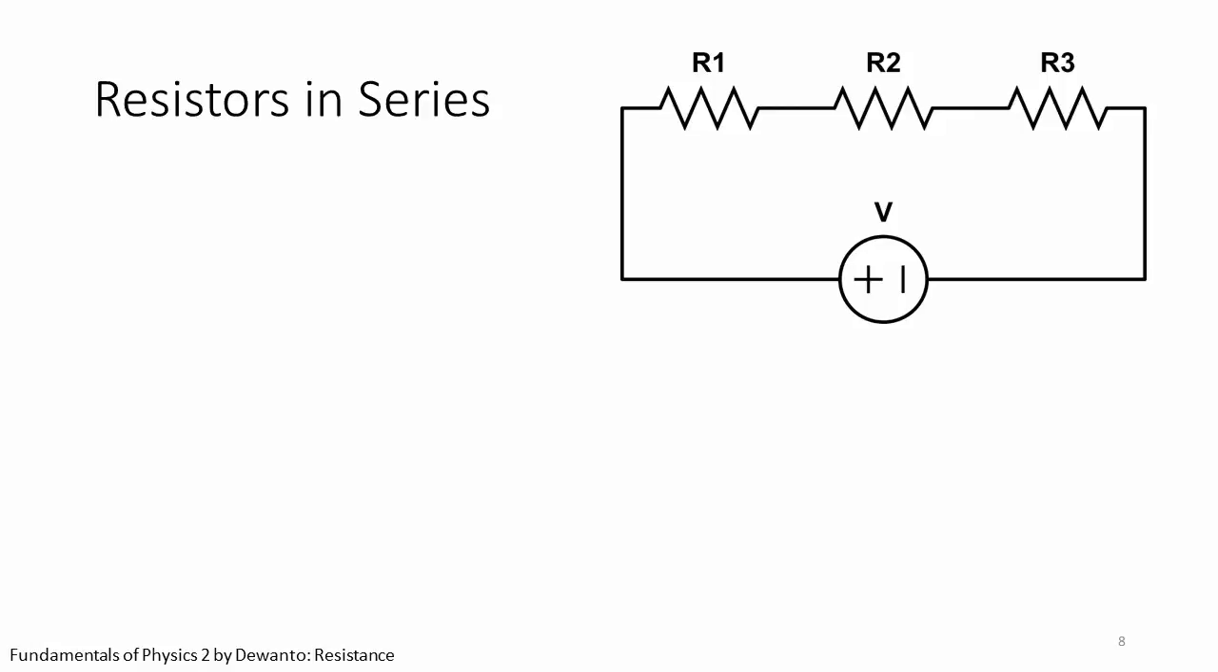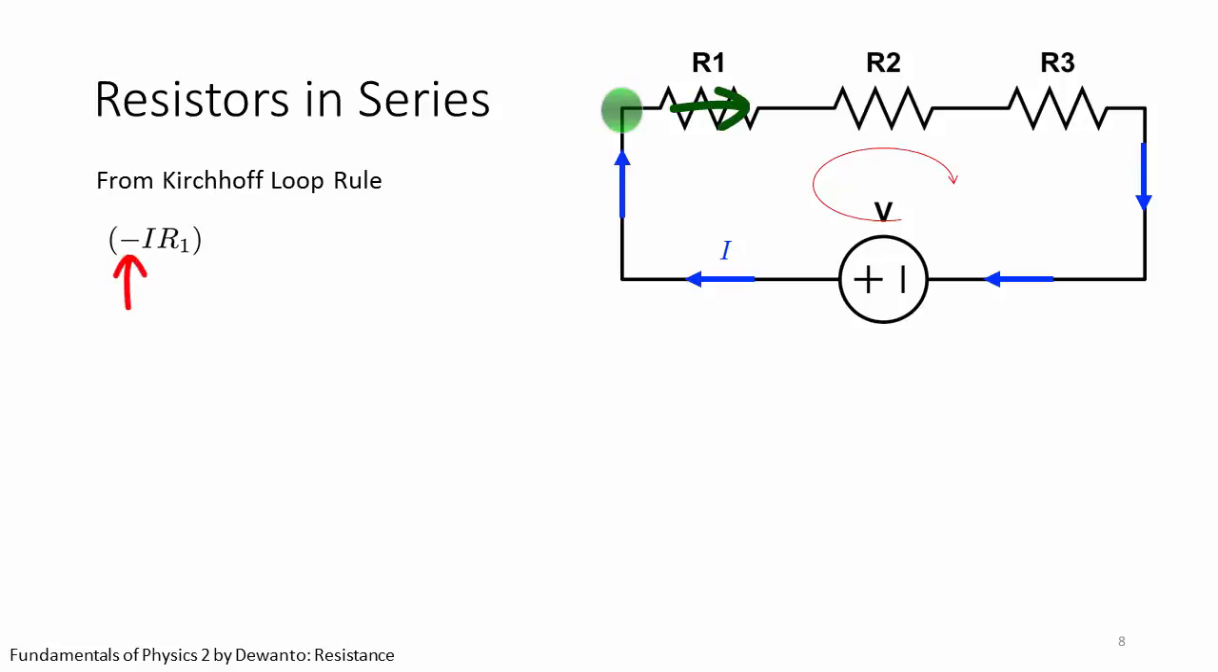When in series, the resistors are placed one after another in such a way that the same current that originates from the battery flows across all the resistors. We can compute this current using Kirchhoff's loop rule. Reading the circuit clockwise starting from here, the potential difference across R1 is given by I times R1. Do not forget the negative, because the current flows from the higher to lower potential, resulting in a negative potential difference across the resistor. We talked about this at length in the previous video.